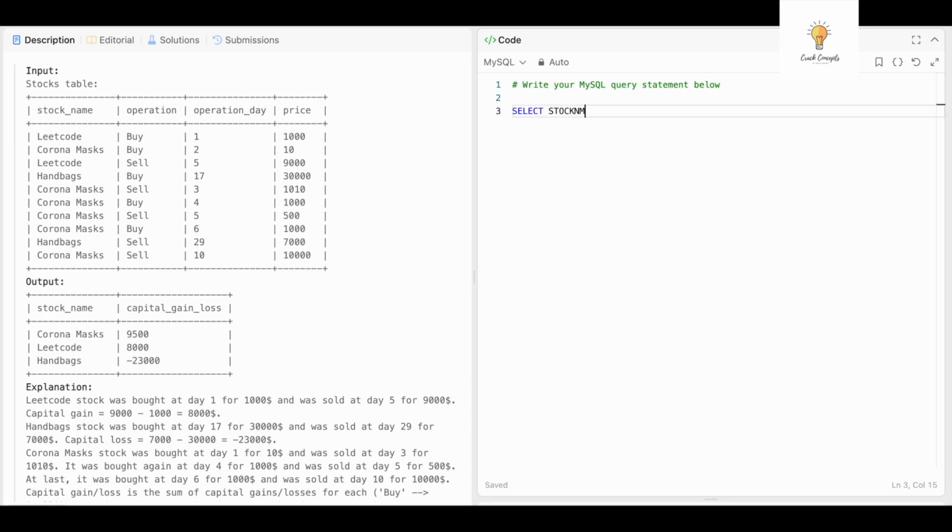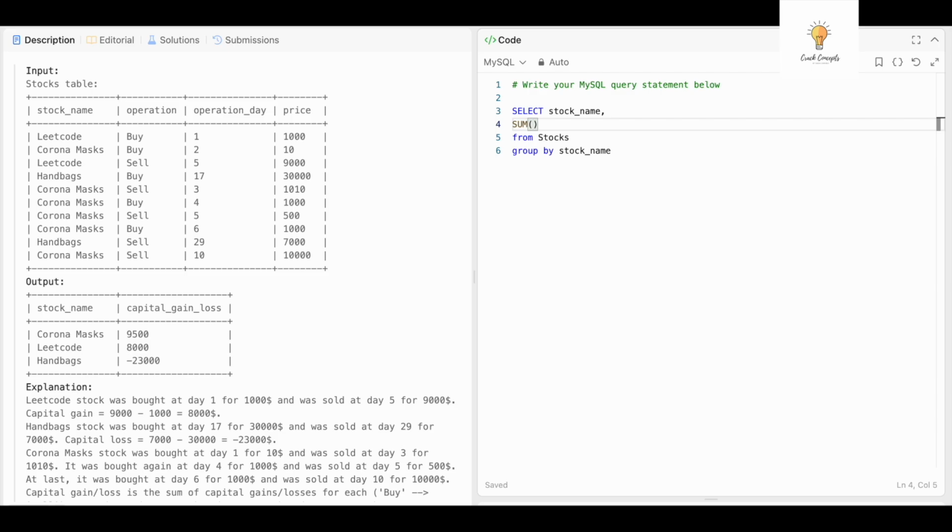Select stock name from this table, which is stocks, and we need to group it by stock name because we need to find capital gain or loss for each stock. Then we will write our sum function over here. As I already said, we have two scenarios, buy or sell. Whenever there is a buy, there will be a minus in front of price, and whenever there is a sell, there will be a plus sign in front of the price.